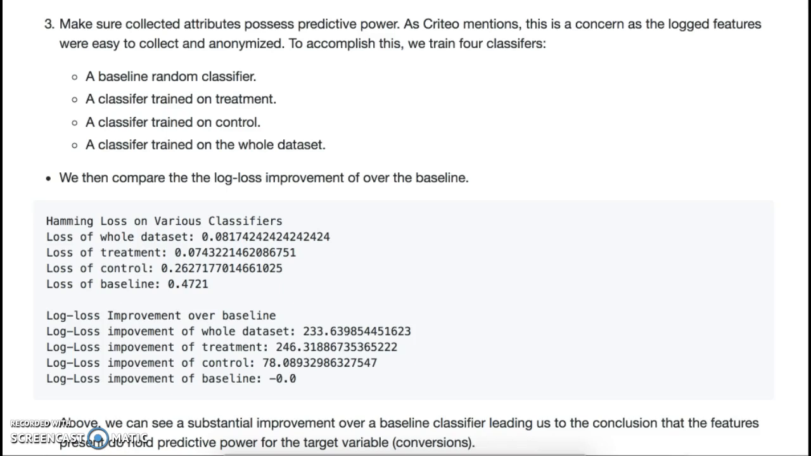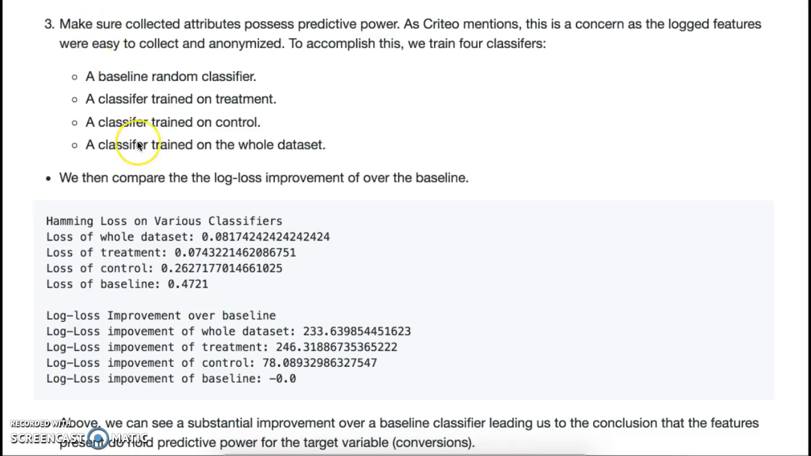So in order to do this, we're going to do something very similar to the classifier two-sample test. Basically, we're going to train a number of classifiers on the conversion variable, which is the one we want to predict. We're going to train one on the whole data set, one on just the treatment portion of the data set, one on the control portion of the data set, and then we're going to compare that to a baseline, which randomly predicts the conversion variable based off of the proportion of how often it occurs, and it's a binary variable.